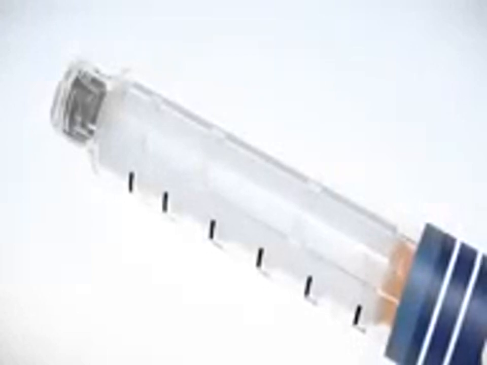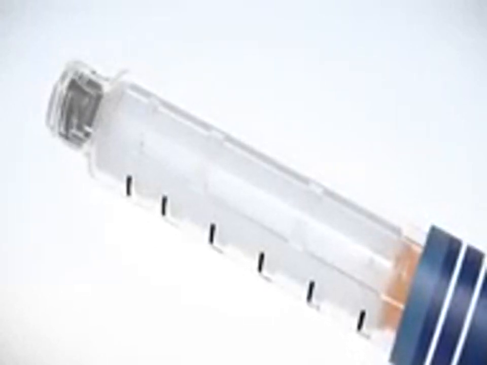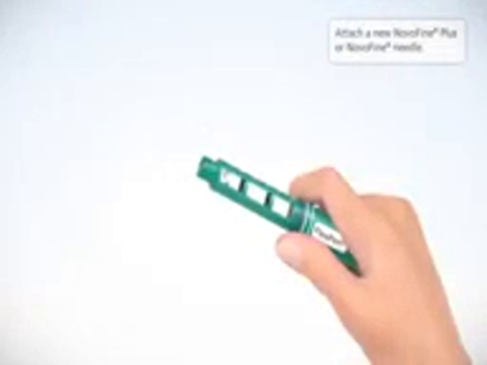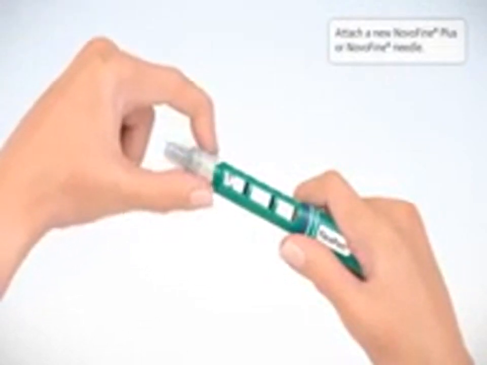Then move it up and down 10 times. Check to ensure that the insulin is uniformly white and cloudy. If not, repeat the previous 2 steps. If using a NovoFine Plus or a NovoFine needle, screw this straight and tightly onto the pen.